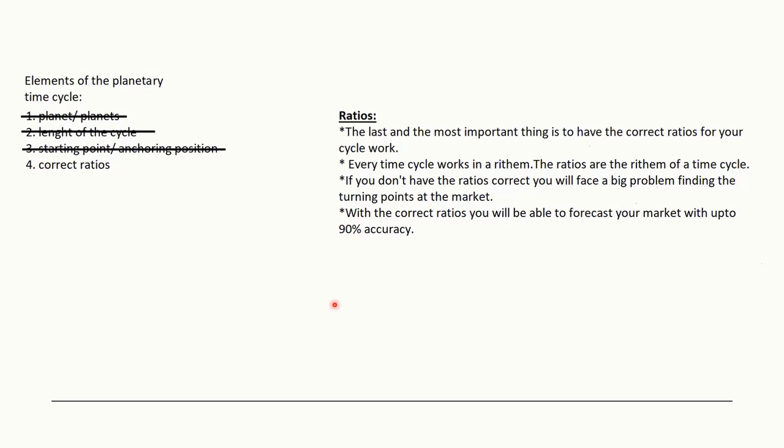So, what do you think? You got it? No. Let me tell you a truth. If you are highly dedicated and hardworking, you may find the planet or planets of a cycle and also the length of the cycle, but you won't be able to find the anchor and the ratios. The only way you may get it is from a true mentor who actually knows it.